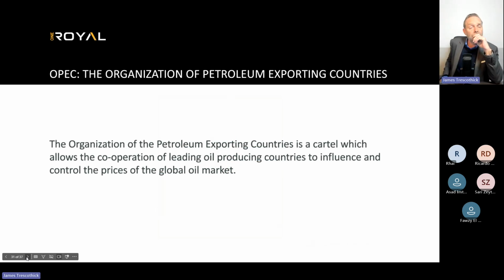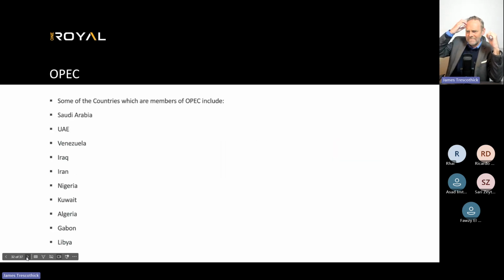The other thing we need to bear in mind, and these guys can really move the market quite rapidly, or oil prices, and it's OPEC, and that's the Organization of Petroleum Exporting Countries. Now, this is like a cartel, and it allows the cooperation of leading oil-producing countries to influence and control the prices of the global oil market. So they try and keep it to where they want it. And they can do this by either limiting supply or increasing supply.